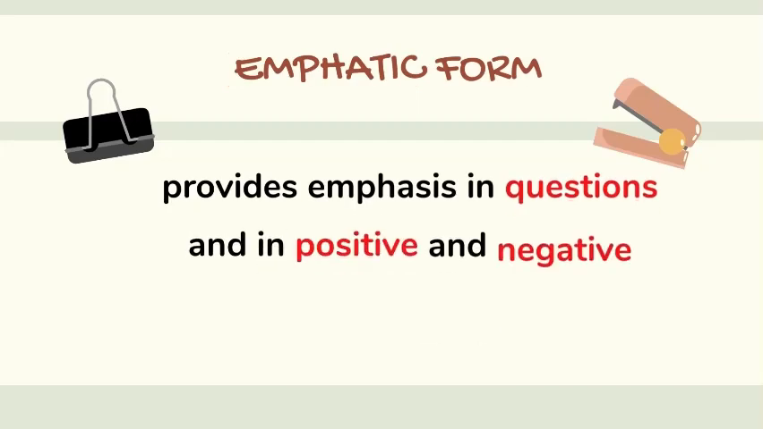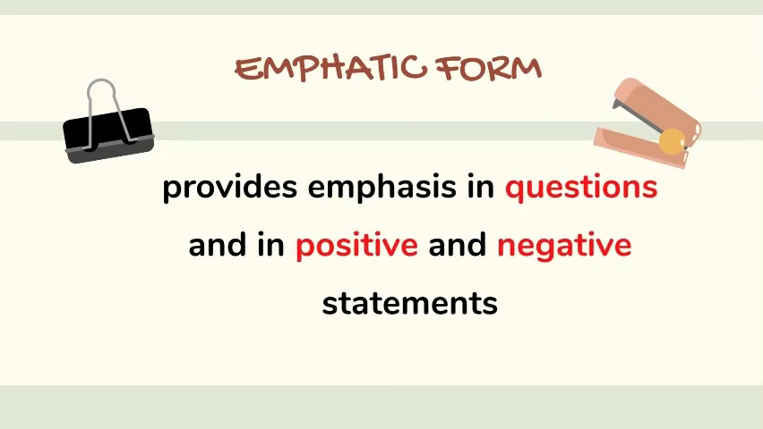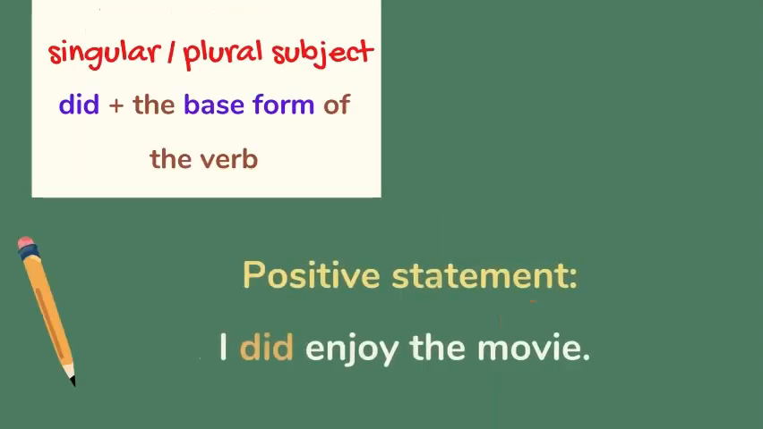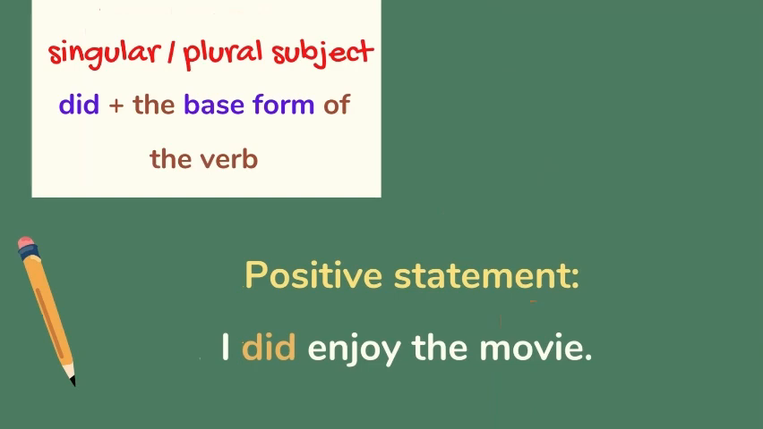The emphatic form provides emphasis in questions and in positive and negative statements. So, regardless of whether your subject is singular or plural, you should be able to use this formula, which is did plus the base form of the verb. For a positive statement, for example, we have I did enjoy the movie. So here I is considered to be a singular subject. It is paired with did just to give emphasis to what you are saying.